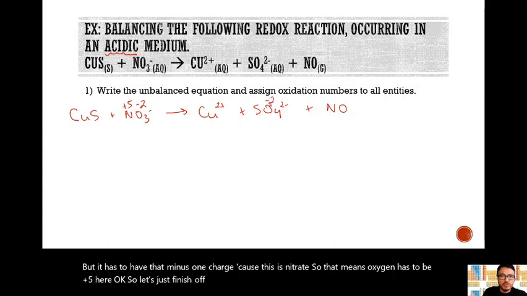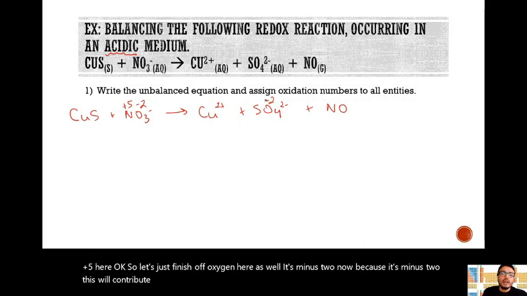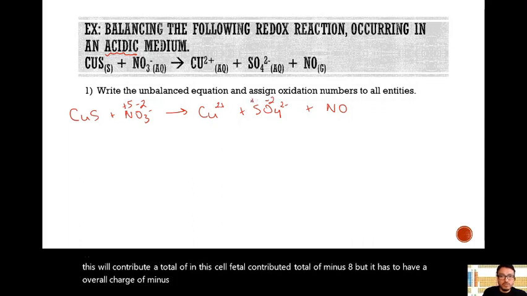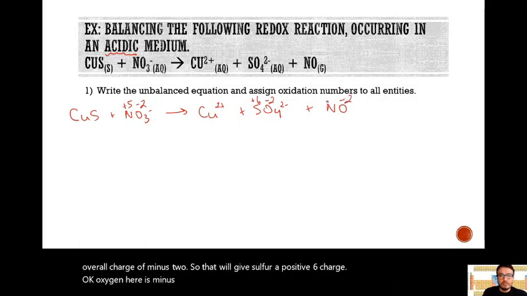Okay, so let's just finish off oxygen here as well. It's -2. Now, because it's -2, in this sulfate it will contribute a total of -8, but it has to have an overall charge of -2. So that'll give sulfur a +6 charge. Oxygen here is -2, and therefore nitrogen, for it to have no charge, has to be +2.